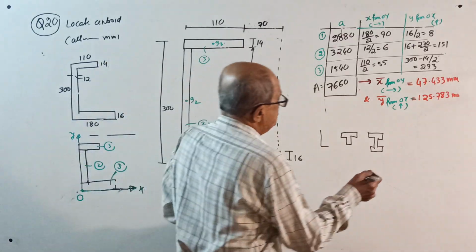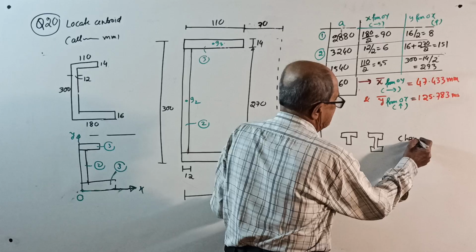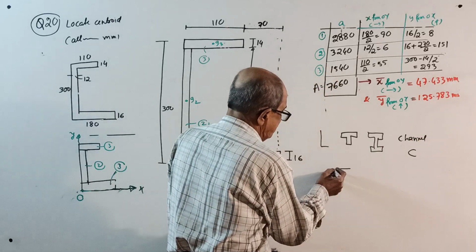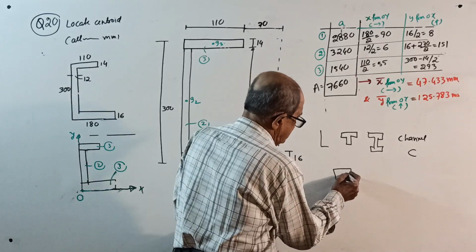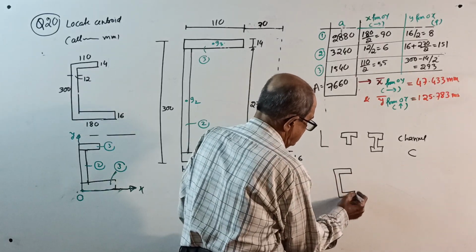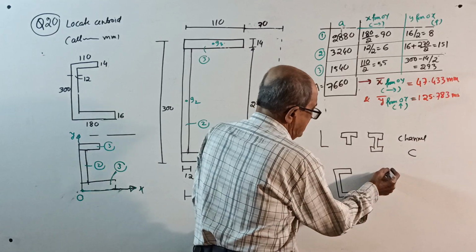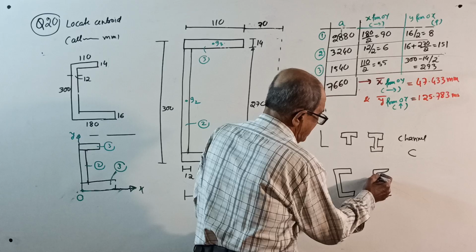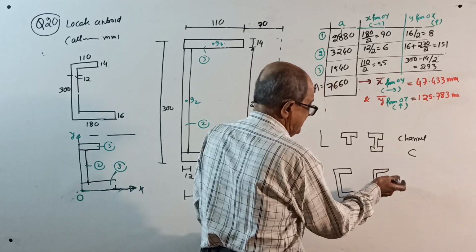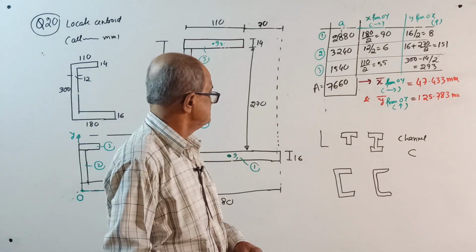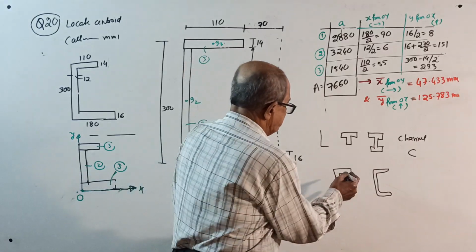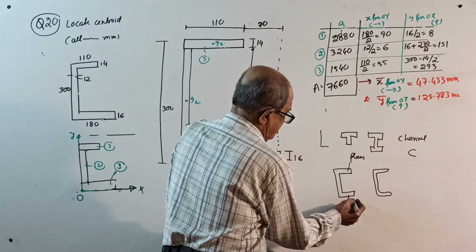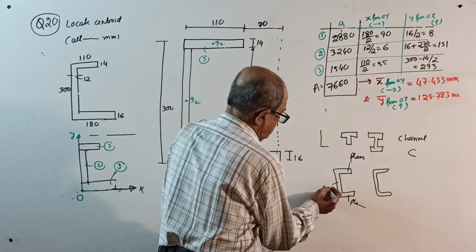Question 20, now we are going for channel sections. Channel, some people call it C section. It is like this. This is a channel, but actually in structural engineering it is not drawn that way. It will be something like this, as used in steel structures. These are called flanges. This is called the web.